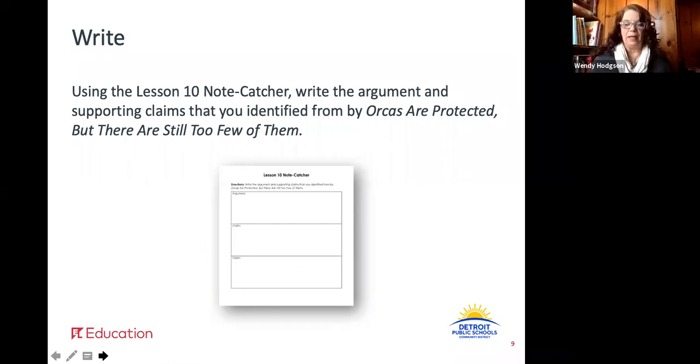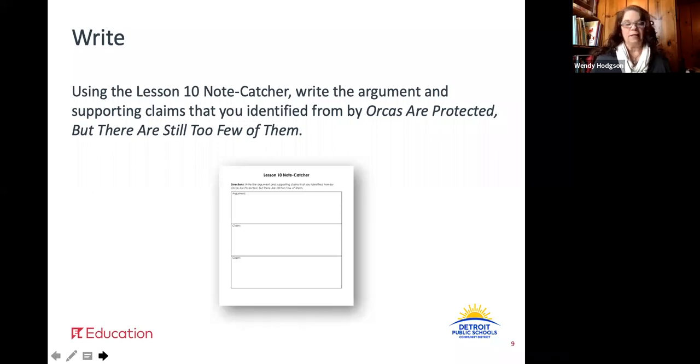And you will see throughout the beginning of the article how they said that in the 1960s and then the 70s and then now. So you can do some counting there, but that there are too few of these whales that are called orcas, killer whales. And then your claims are going to be the evidence that this author is presenting as to why are there still too few of them.